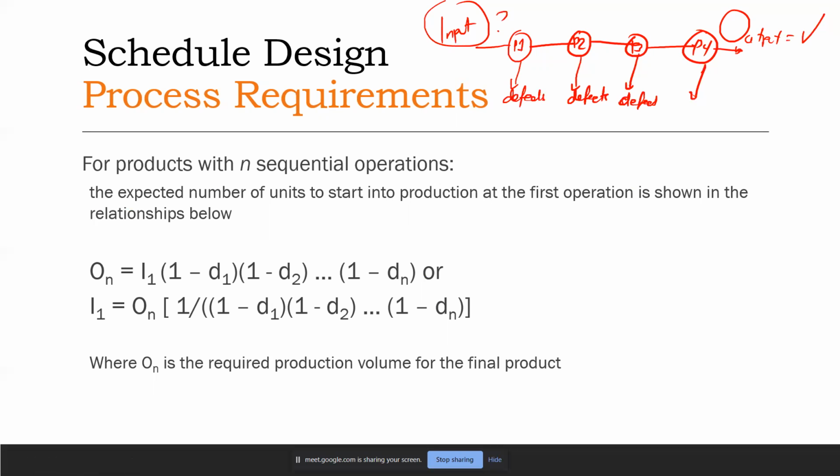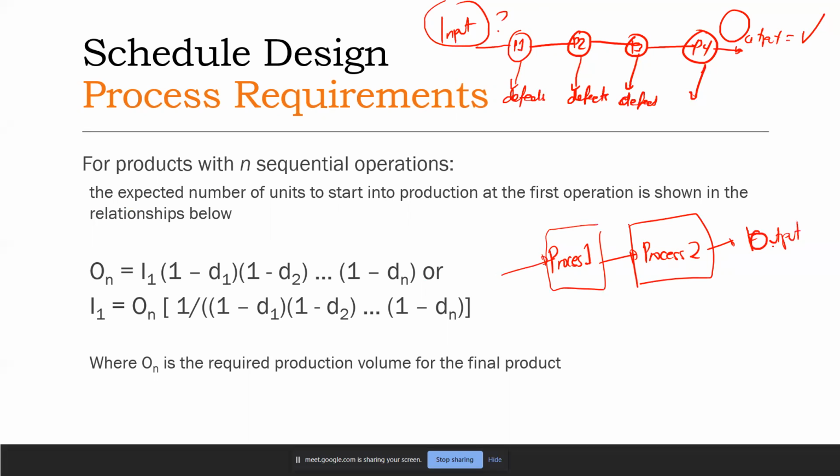Ngayon, let's try to have a sample. Sige, isa muna dito. Let's say you have two processes. Ito si process 1, ito si process 2. Okay? Then, yung inyong components ay dadaan ng process 1 and then dadaan ng process 2 para maging output or maging finished goods or level 0. Let's say you need two pieces here. And then process 1 has 1% defective.